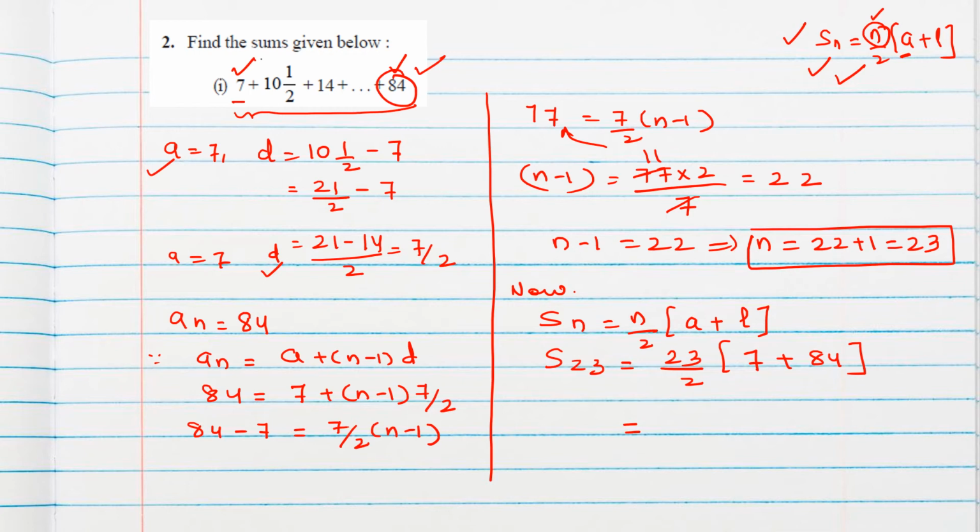So 23 by 2. First we'll check whether we can cancel anything or not. Okay, so this will give 91, isn't it? So we cannot cancel, just multiply and write. So 23 and 91 will give 2093 by 2. So this is your sum.